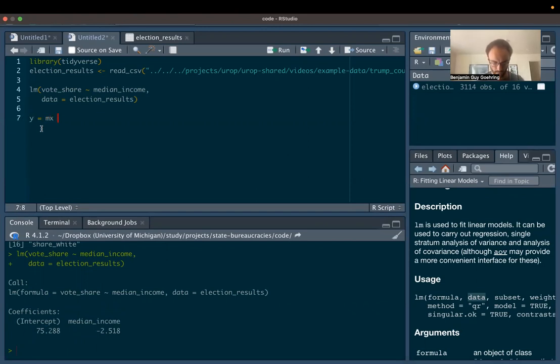Our intercept, if you remember slope-intercept form, m is going to be the coefficient on median income, so it's going to be minus 2.518. But in order to draw a line that doesn't go through the point 0, you need to have this intercept value that lets the line intersect different places along the y-axis. That's what b does, and b in our case is 75.3.